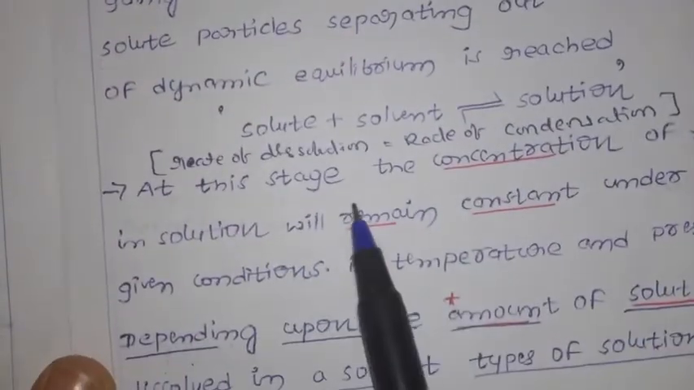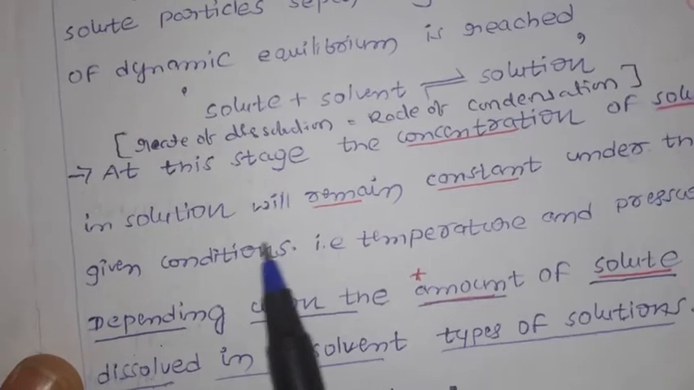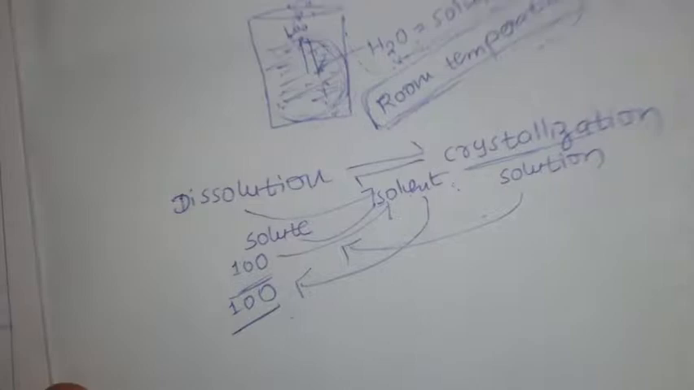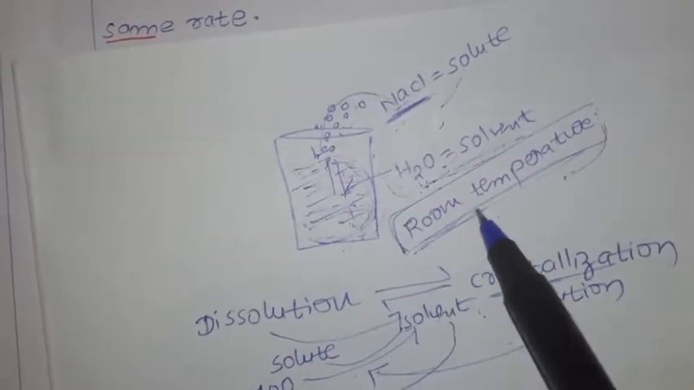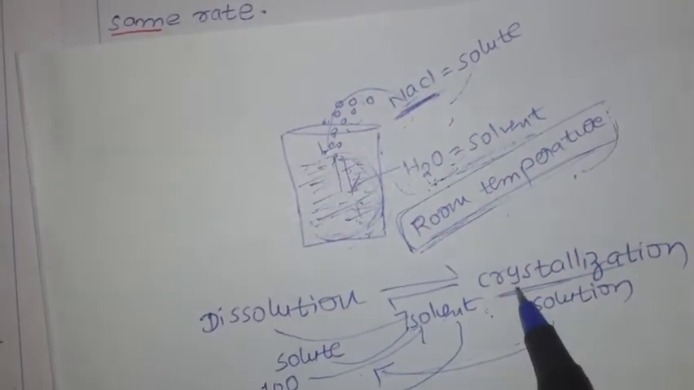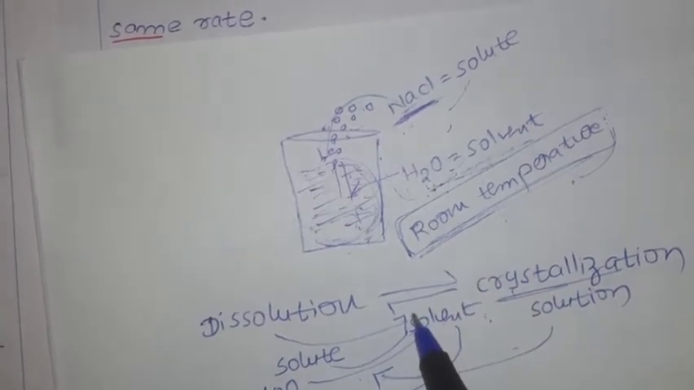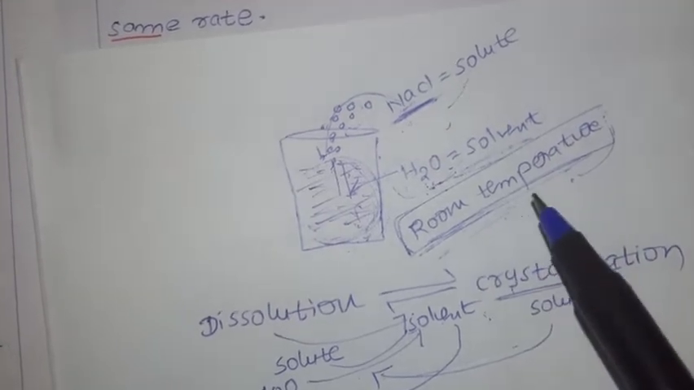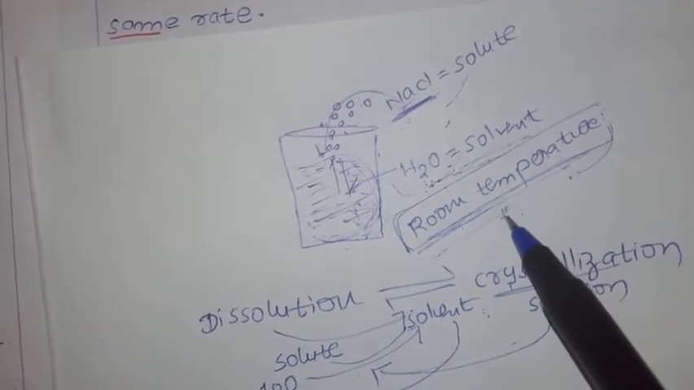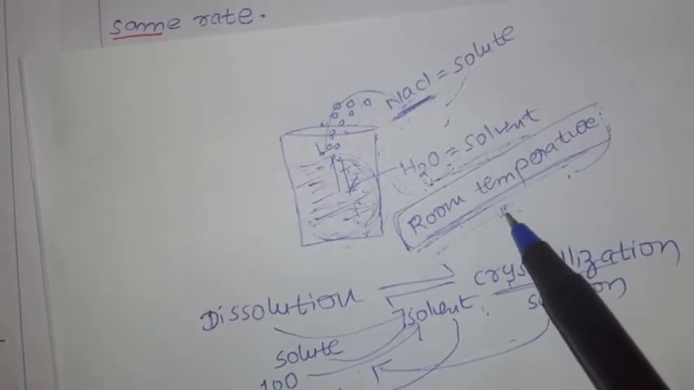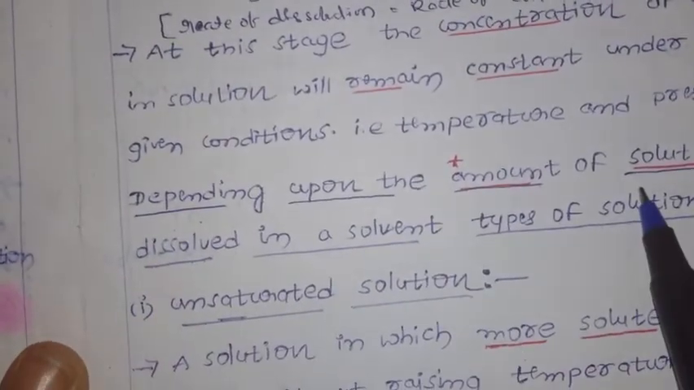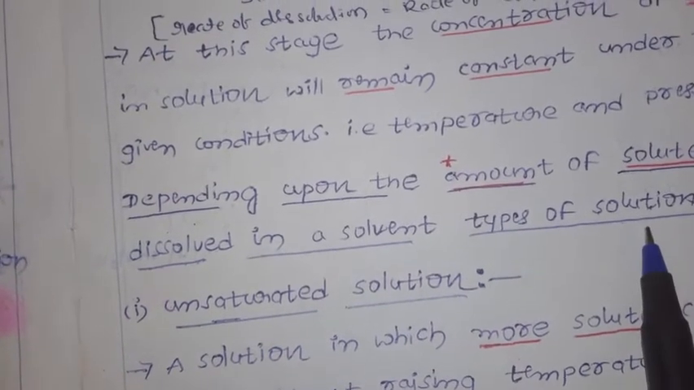Now at this stage the concentration of the solute in solution will remain constant under the given conditions, that is temperature and pressure. If I take sodium chloride and water at room temperature, and dissolution and crystallization are the same, the concentration of the solution will be the same. Temperature is important; once you change the temperature, it is going to vary. So for solubility, you have to mention at what temperature you are talking about it. Next, depending upon the amount of solute dissolved in a solvent, we have different types of solution.